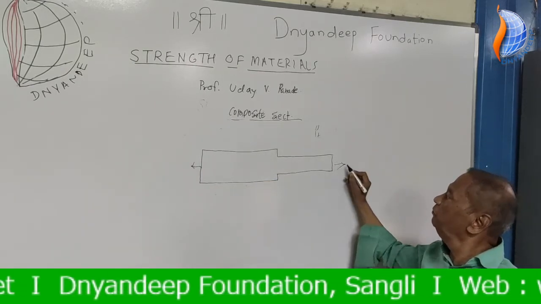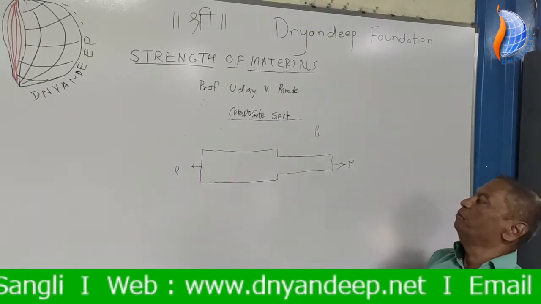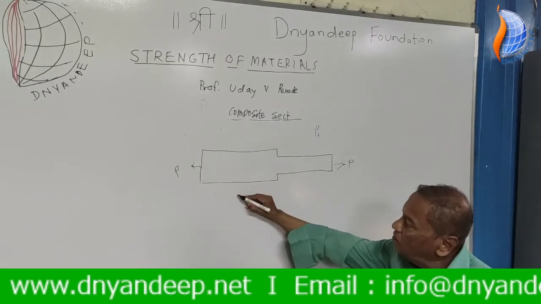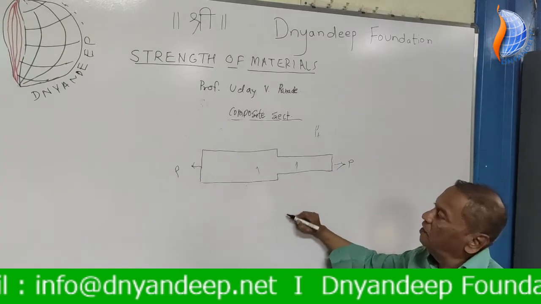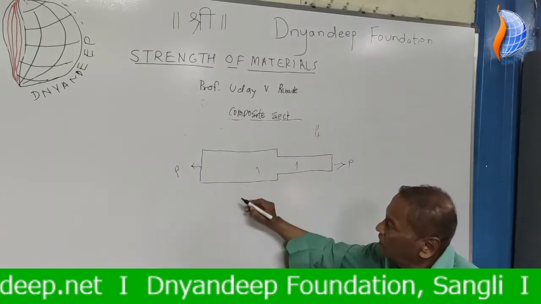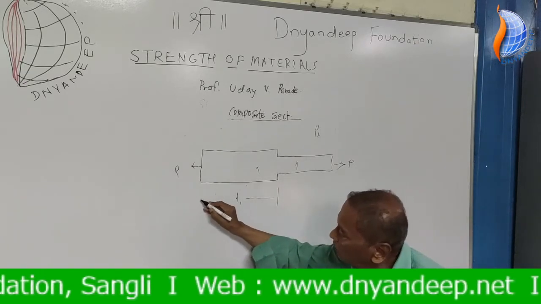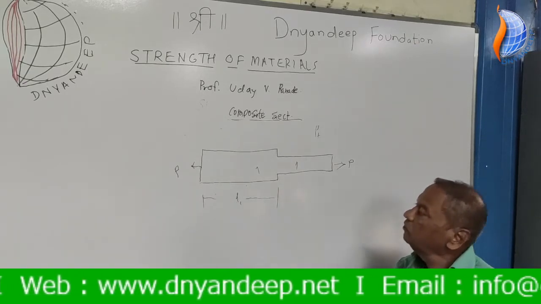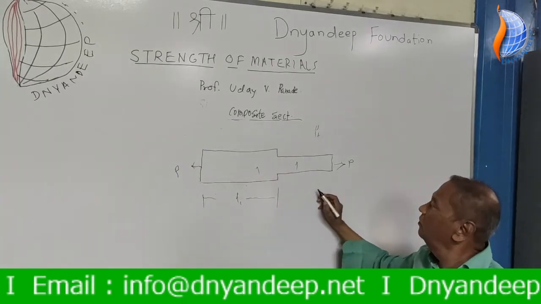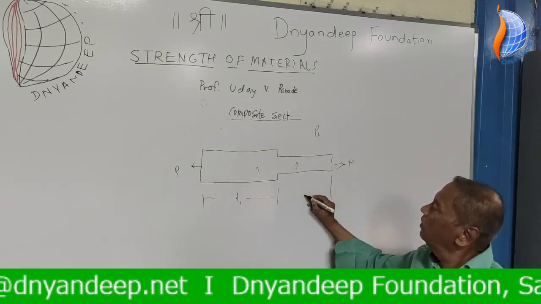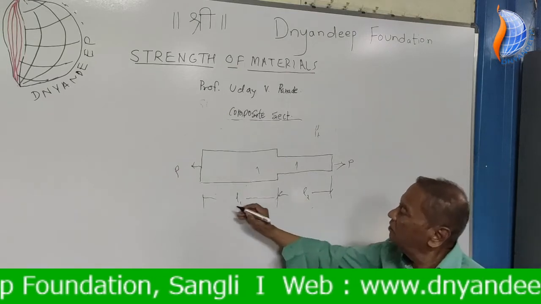For example, there is a load applied P, and this material and this material are same, but cross sections are different. L1 is the length for the same material but cross section different, whereas L2 is the length for this part.